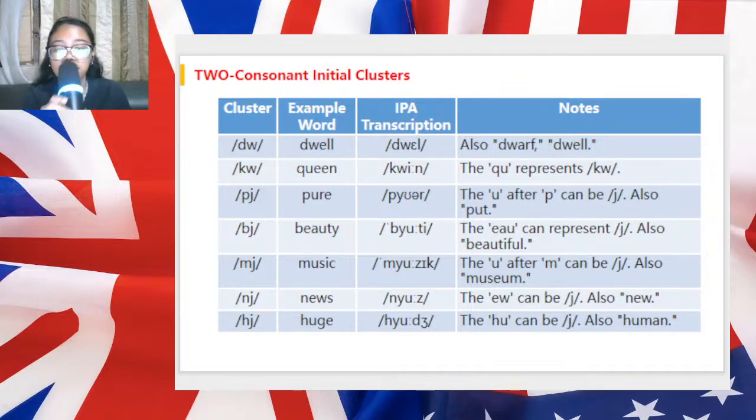And finally, for this slide, the HJ cluster, as in huge. The U spelling here signals the J sound after the H. It's like putting HY, but it's not that. So it's this H sound, a simple puff of air, followed quickly by the Y sound, huge. This blend is also found in human.